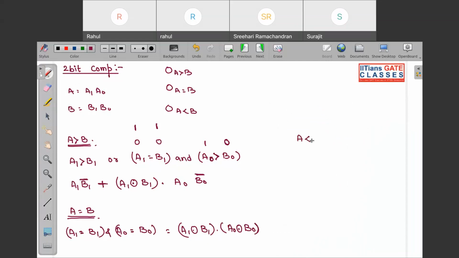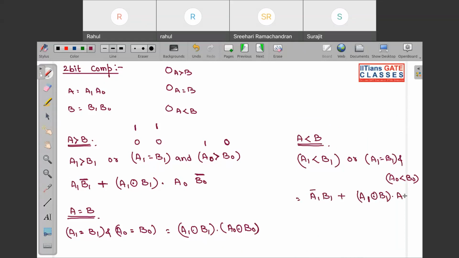Now similarly, you can even write for A less than B. For A less than B, if A1 is less than B1, then A will be less than B, or if A1 equal to B1 and A0 less than B0. If I want to write this, this will be A1 complement B1, plus A1 XNOR B1 dot A0 complement B0. So very quickly you can write it like this.